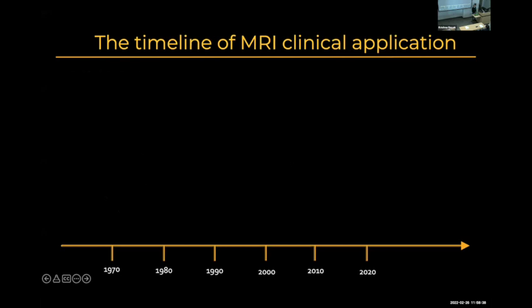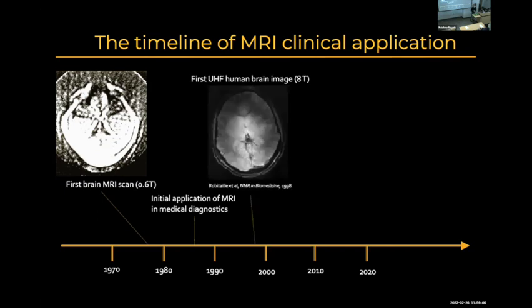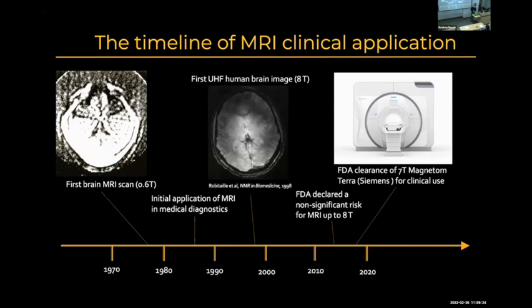So just a brief introduction. The first MRI scan was acquired at the end of the 70s, and it was on 0.6 Tesla field strength. And then in the 80s, there was the initial application of MRI imaging for clinical reasons in medical diagnostics. And then the first ultra high field human brain image was acquired in 1998, and since then there was a lot of development, and the first MRI system that was FDA approved for clinical scans was introduced in 2018.